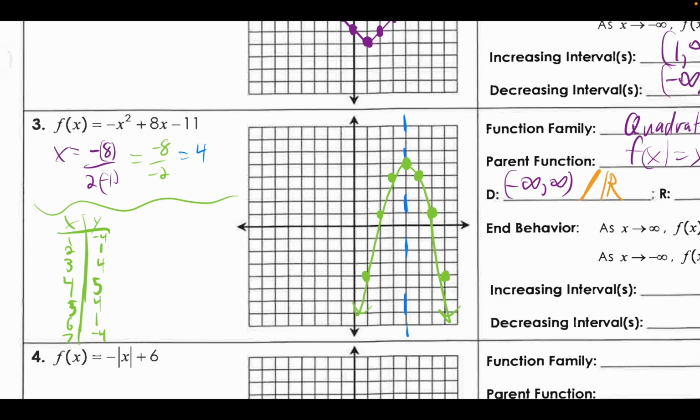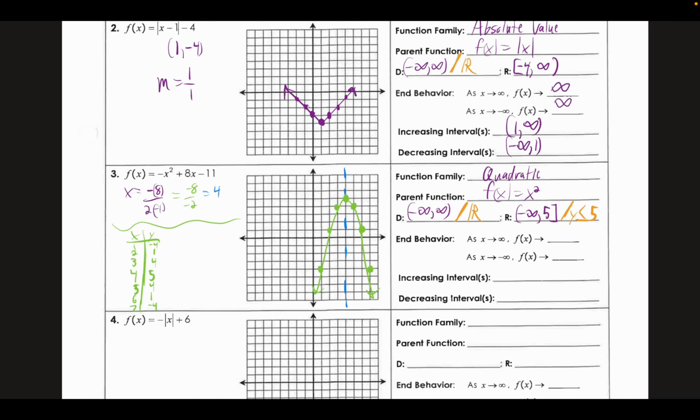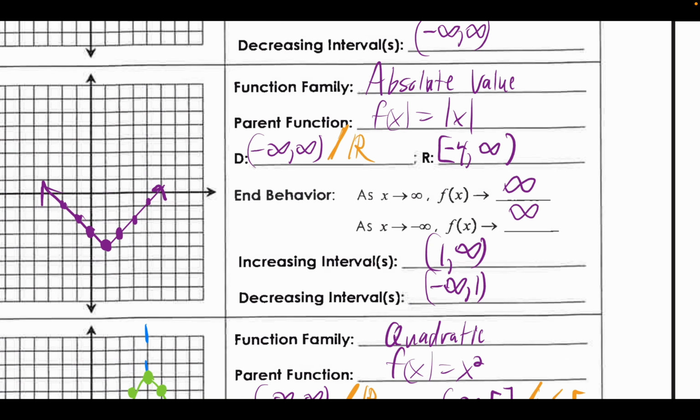And there we have a graph. So now we can note that the range is negative infinity, the lowest it gets, going all the way up to 5 with the bracket. Or you could word it as y is less than or equal to 5. I never did the other one for the range on the absolute value, so I'm going to go back and fix that. That's y is greater than or equal to negative 4.